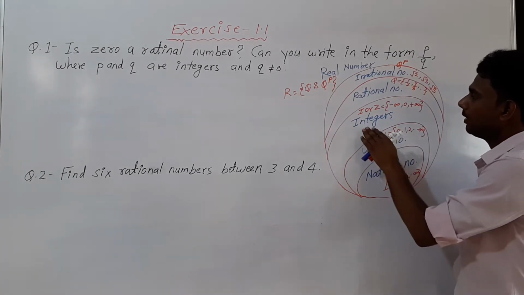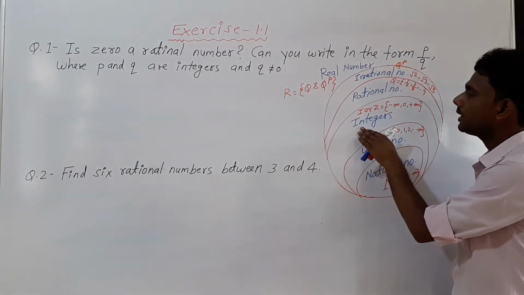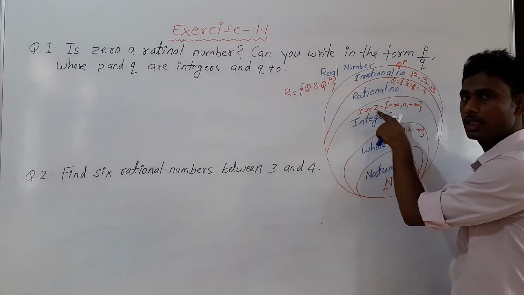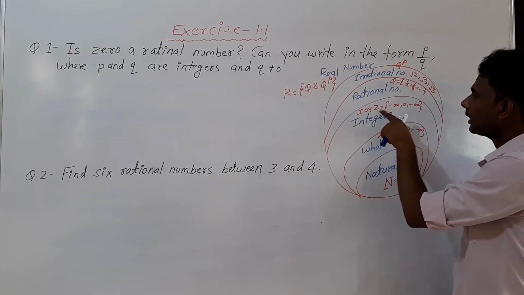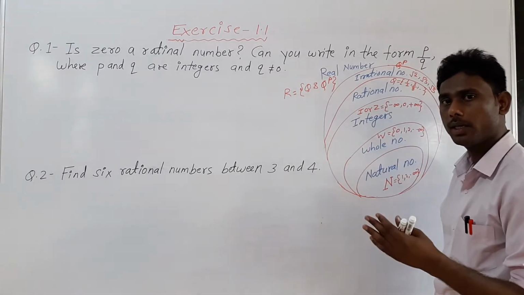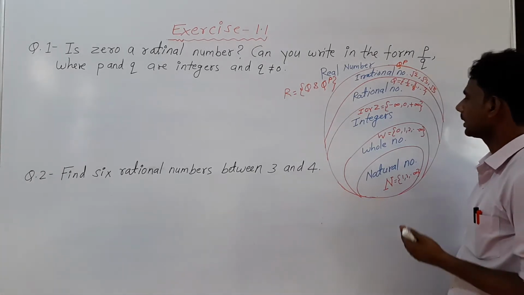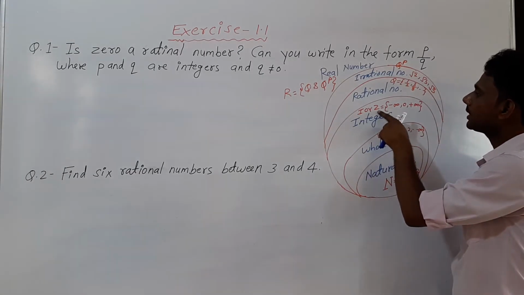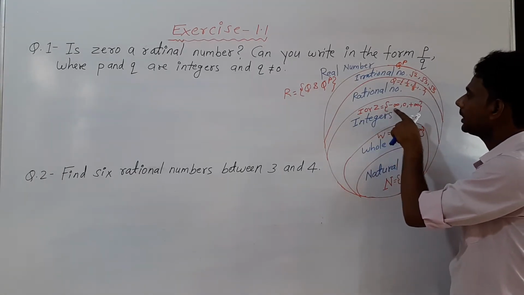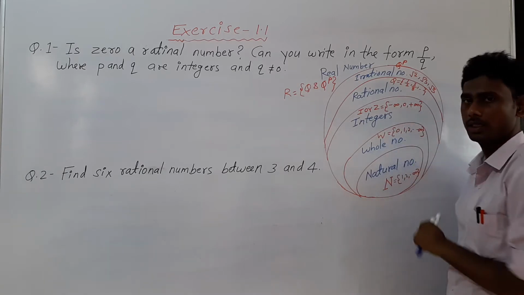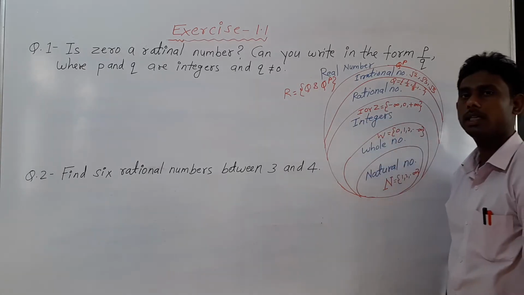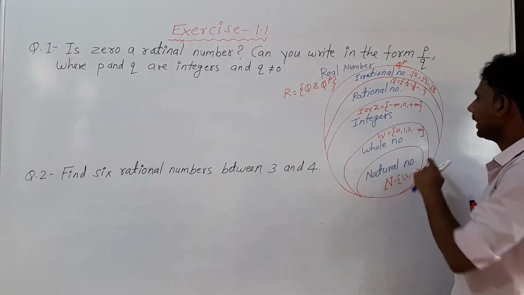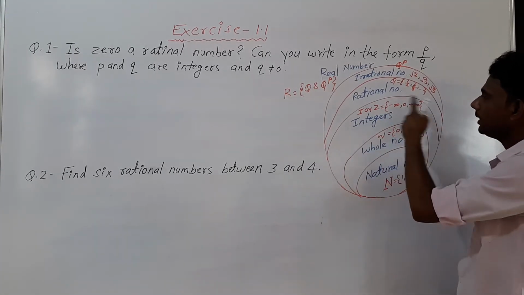Then after that we have to study integers. Integer is denoted by I, or you can denote it by capital Z. Integers means the set of all whole numbers with negative natural numbers. The set of integers is minus infinity, 0 to plus infinity. This is the set of integers. Integers include whole numbers as well as natural numbers. We can understand this by the diagram.